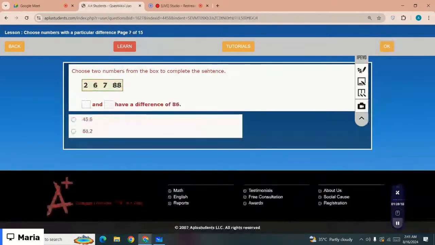Numbers from the box to complete the sentence. Dash and dash have a difference of 86. So which two numbers have the difference 86? That is 88 and 2.